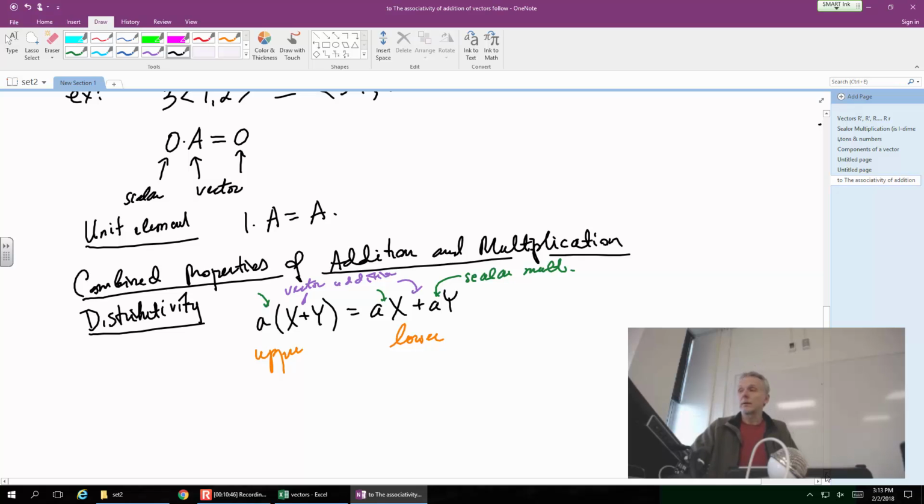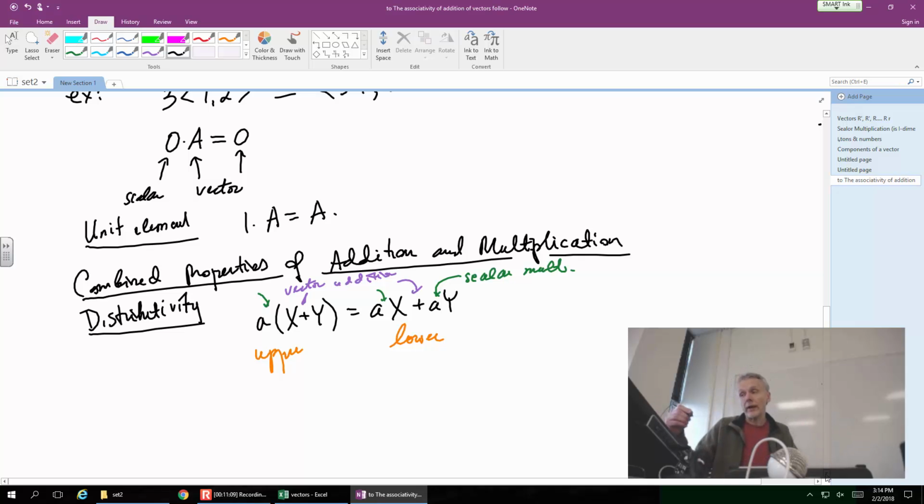Vector multiplication? No, there is no vector multiplication. It is strange, but we don't multiply vectors. Soon we will multiply vectors, but that is more geometry than algebra, and we're doing algebra right now. So if you add two vectors, you get a vector. There is no number addition here.